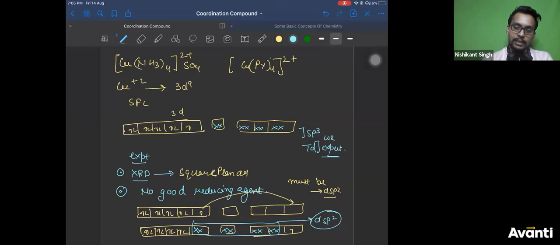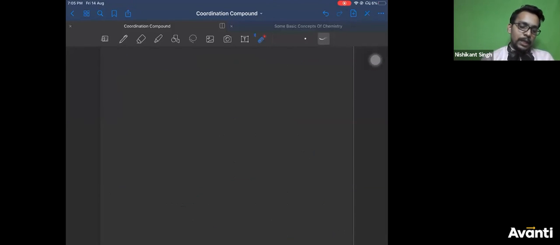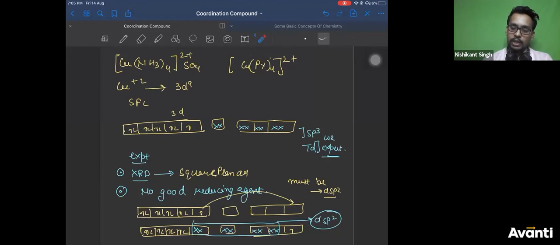But scientists came again and said, you guys are acting smart, which cannot happen. It is not a good reducing agent. If it is not a good reducing agent, that means this electron is not present in the outer shell, it is present inside only. Then how to explain? Then in the end, to end all this controversy, there was a scientist called Huggins. In fact, if you check many coaching modules, many books, they will give dsp2 only.